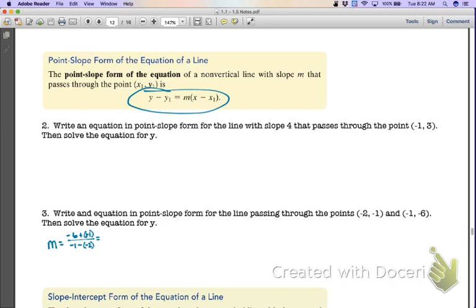So negative 6 plus 1 is negative 5. Negative 1 plus 2 is just a positive 1. So my slope is, you can just write it again as negative 5. If we're going to put it in point-slope form, again, it's up to you. So you may have a different answer than somebody that's next to you. It doesn't matter, especially if you have 2 points. So since you have 2, you have 2 options.